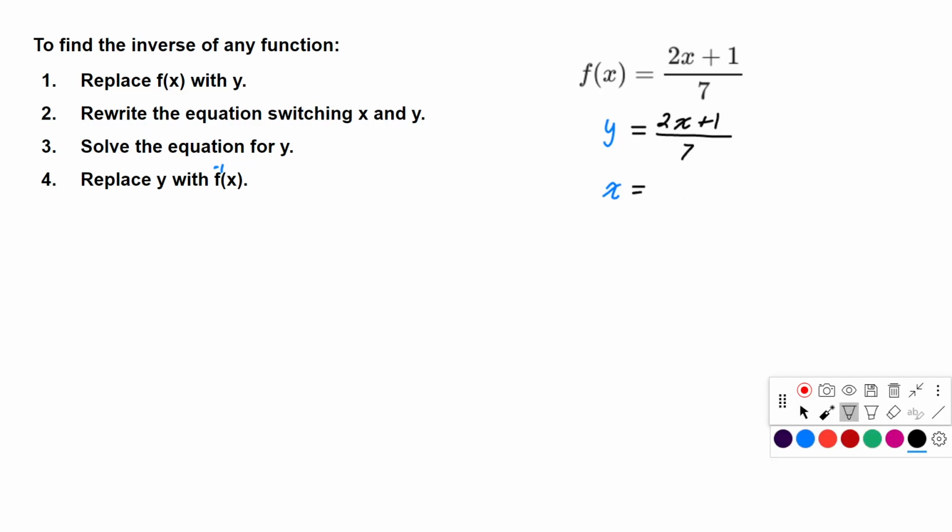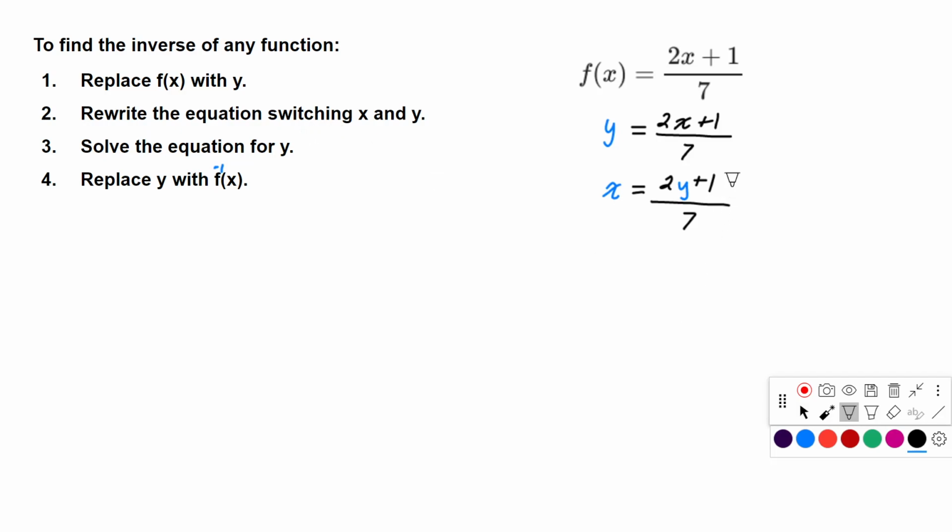x equals 2 times y plus 1 over 7. Notice everything else stayed the same. We only switched the x and the y around. Now we want to solve for y. That means we need to get y by itself, or isolate the y.